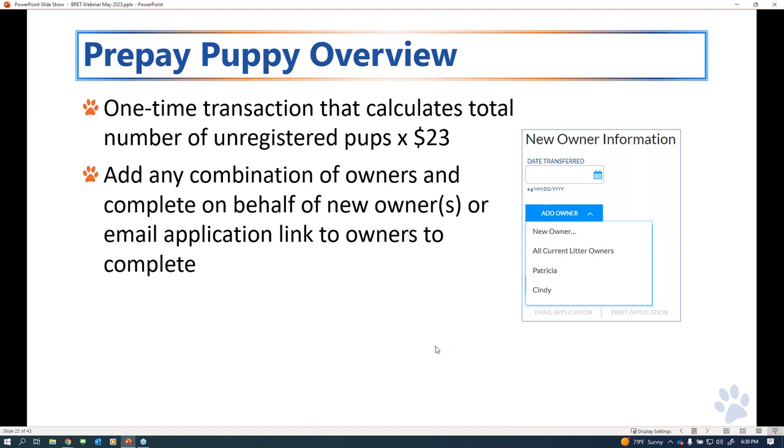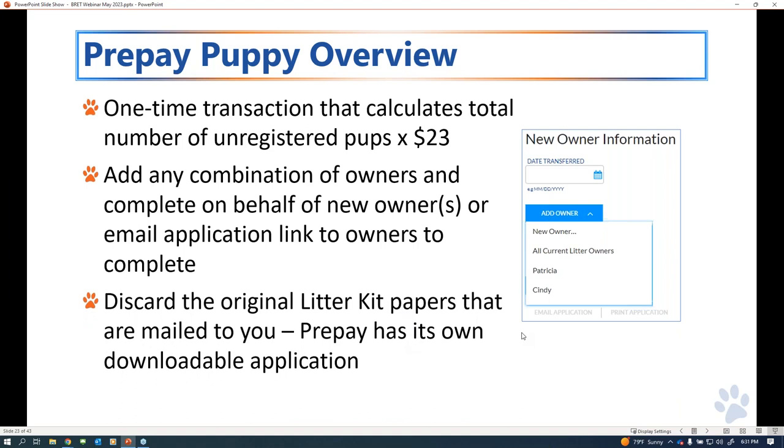Now, when you have prepaid and you are going to register these puppies, the new owner information, you have the flexibility to quickly add all current litter owners, individual litter owners, or add a completely new owner. So there's all kinds of flexibility in setting up the registration for this puppy. Now, you will have received the original litter kit papers in the mail. You're going to go ahead and discard that because prepay has its own downloadable application that can be printed and mailed in for processing, or it can be completed online.